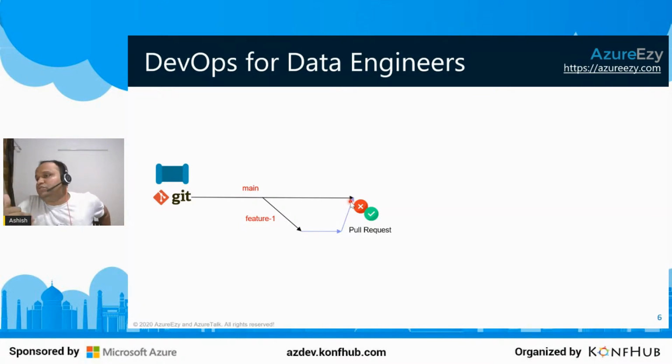So you can do the code review for a data pipeline, just like you do for other infrastructure. If you are doing infrastructure as code like ARM template or Terraform, or application code, .NET, Java, Python, you must be doing this pull request for code review process. A similar kind of process you can implement with your data engineering team as well.